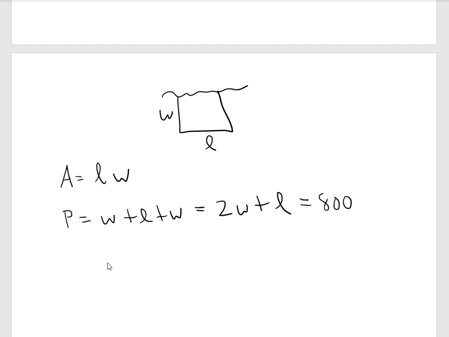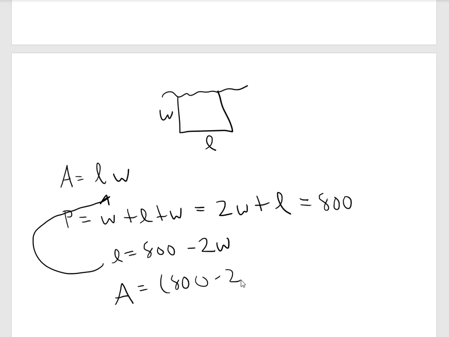So now let's solve this equation for L. So L equals 800 minus 2W, and then plug this into this, okay? And they want A as a function of width. So A equals 800 minus 2 width times width. So this is going to equal 800W minus 2W squared. So this is the answer for the first question.